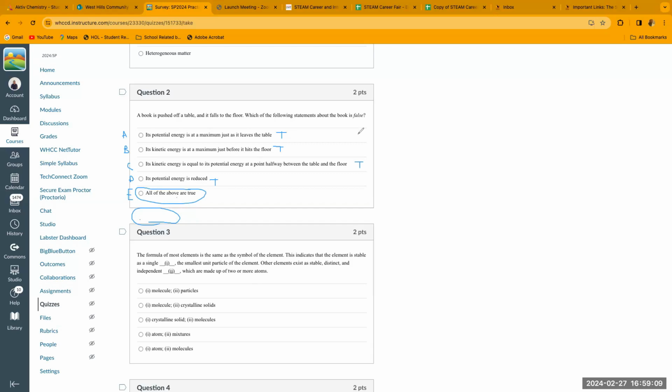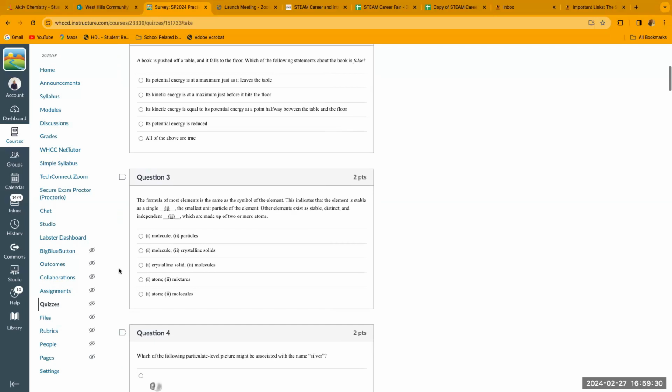So what law is that? Anyone? The law of what? That's right. Law of conservation. That is correct.